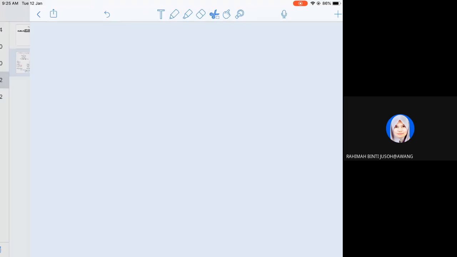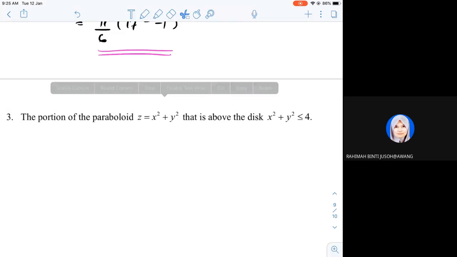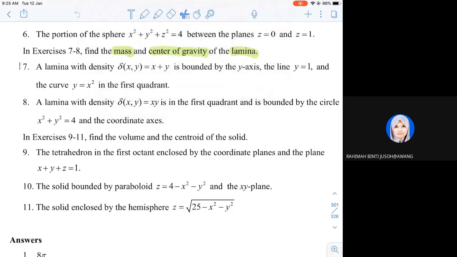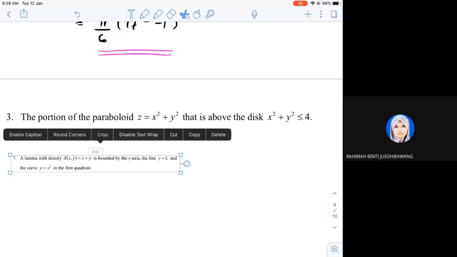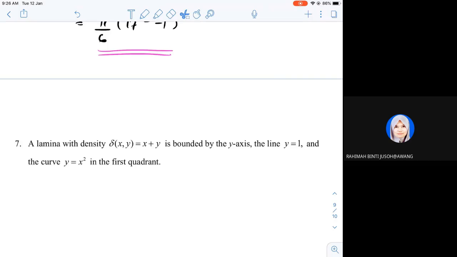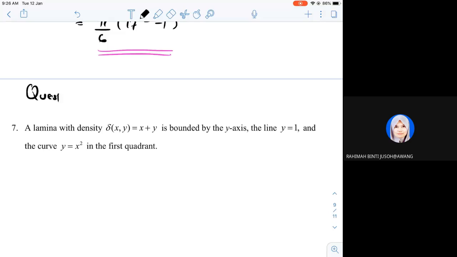Copy. Okay. This one. Question number 3 now. Why didn't it copy? Wait. Okay, question 7, mass and lamina. Mass and center of gravity.